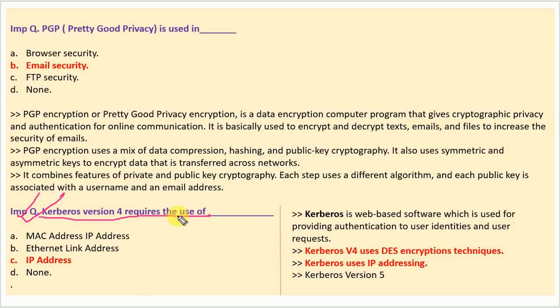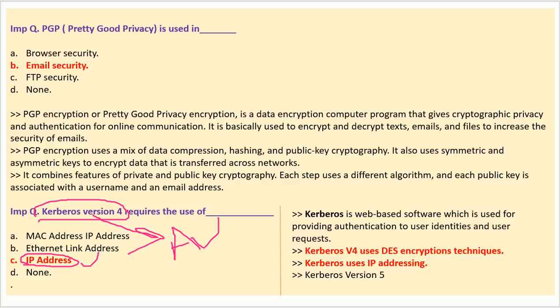So let's first discuss the question. Kerberos version 4 requires the use of MAC address, IP address, Ethernet link address, or none. Kerberos basically works on the IP address. Kerberos uses the IP address to provide authentication. Whenever Kerberos is asked in the examination, your mind should directly strike that Kerberos is for authentication purposes and it uses the IP address for that.